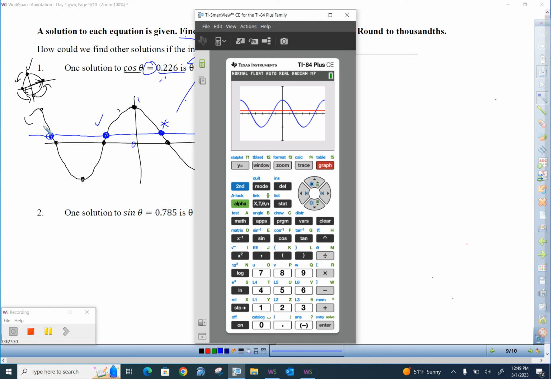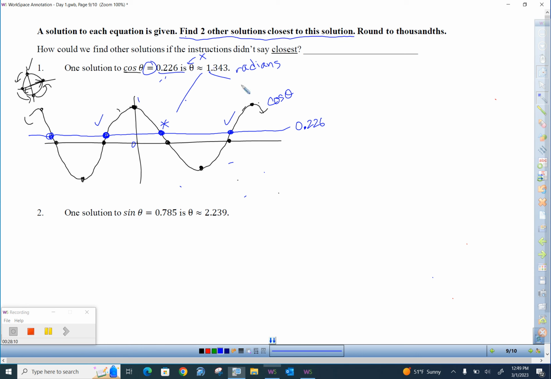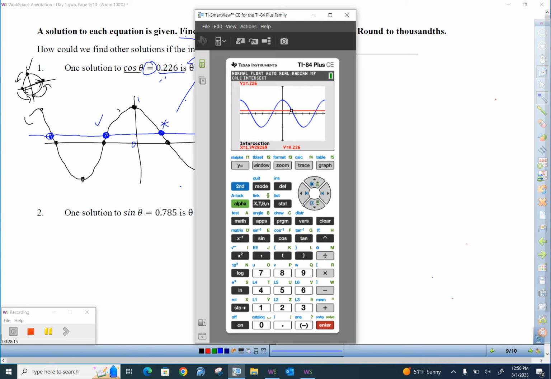From here, we're going to do the intersections. So second, trace, intersection. And then your cursor is going to pop up usually around the x-axis, or the y-axis in this case. And then you're going to just hit enter 3 times. And it gives us that first number, and I told you we could use our calculator to figure out that that was our intersection that they gave us, because that's our 343 that they gave us. So that tells us I want one to the right of that and one to the left. So we're going to find those with the same process.